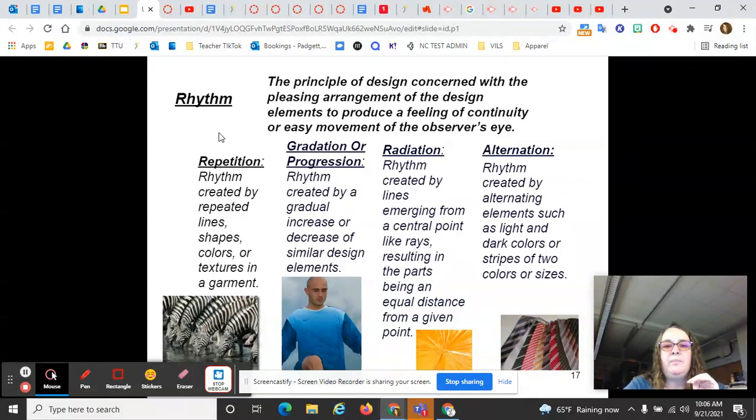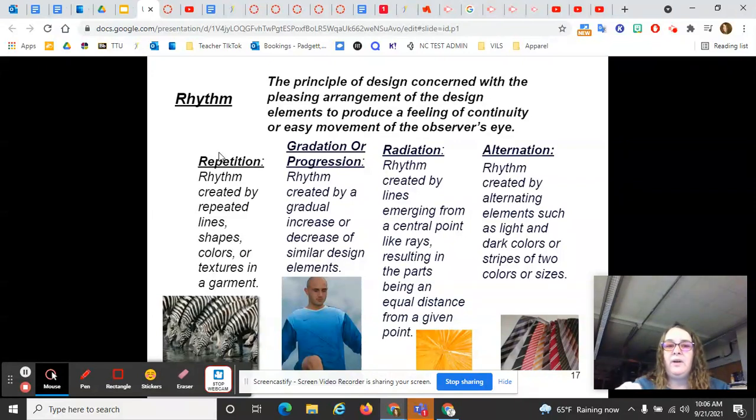One is repetition. Repetition means that you are repeating the same lines and shapes, color, and texture. It is on a repeat. For example, when you were in elementary school and they wanted you to do a pattern and you had 2 colors and you did red, blue, red, blue, red, blue, that's repetition.